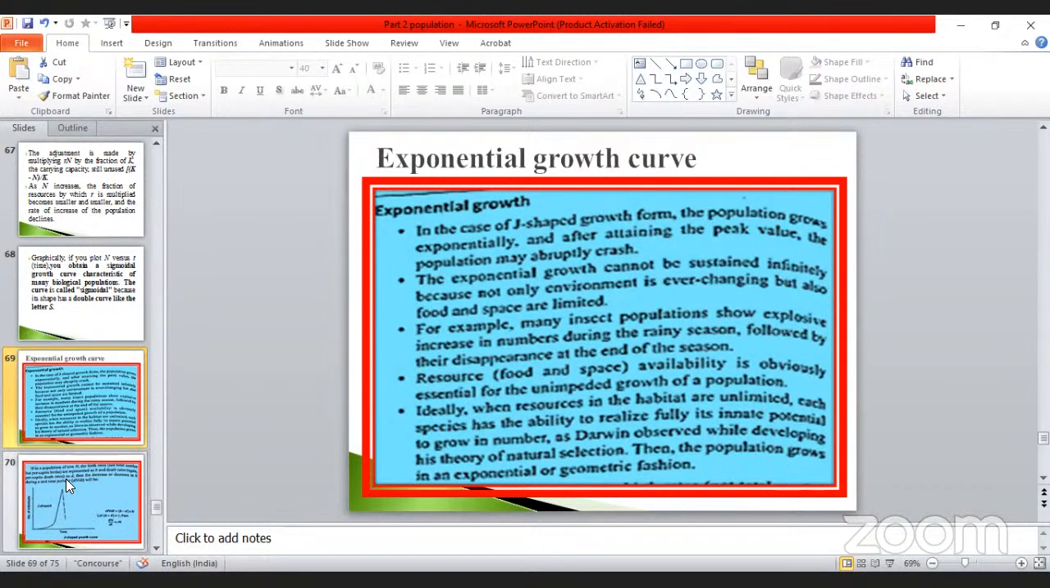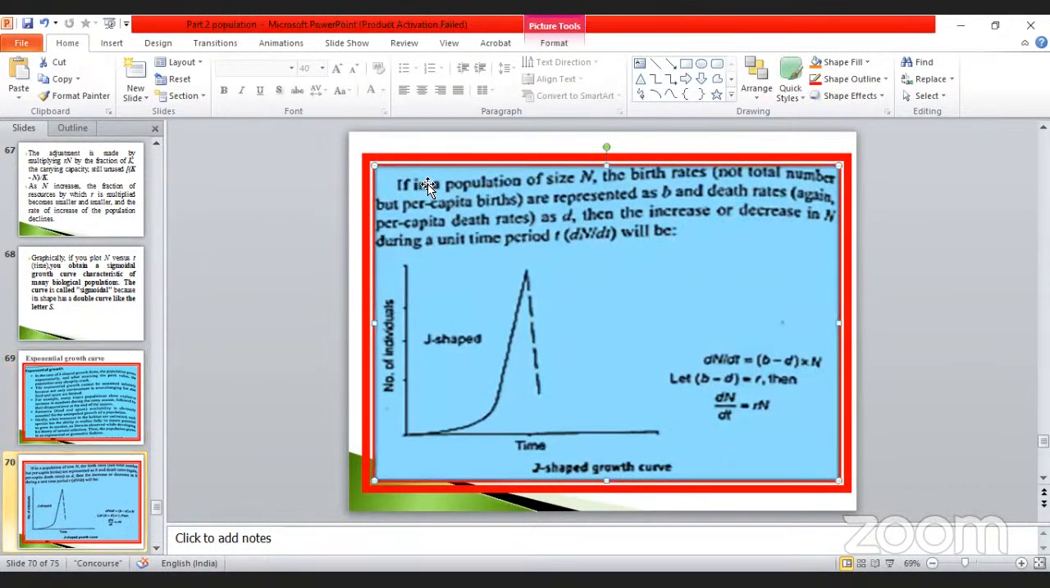See the diagram, you can easily understand. See that if in a population of size N, the birth rate, not total number but per capita births, is represented as B. Birth rate denoted as B, and the death rate as D. So here, see dN by dt, that is equal to (B minus D) into N.